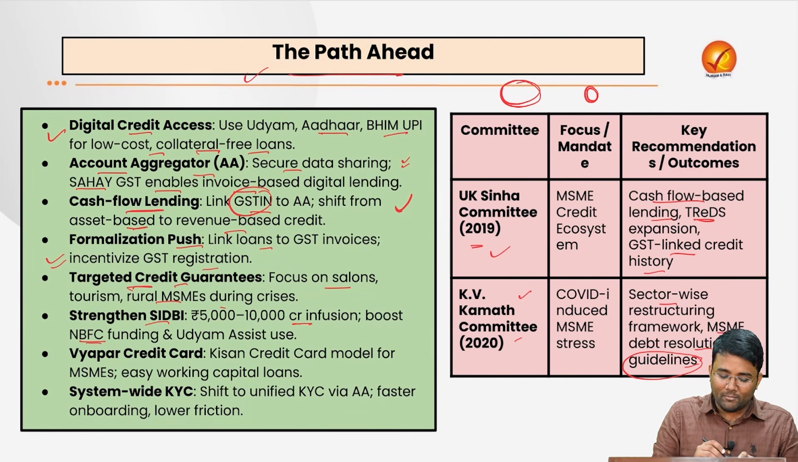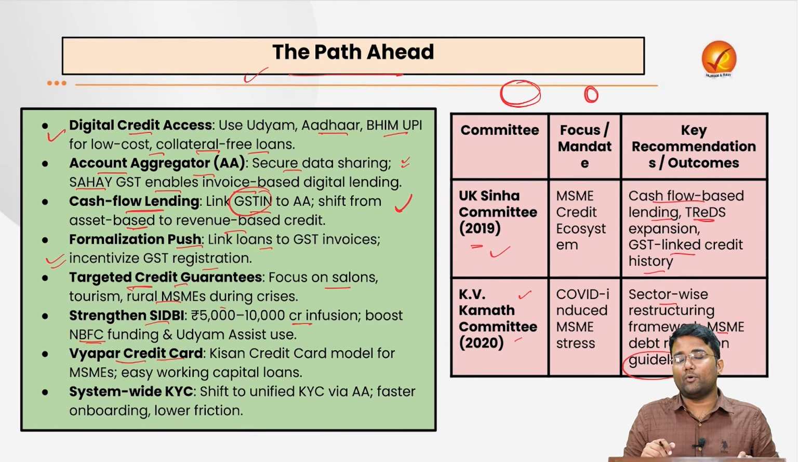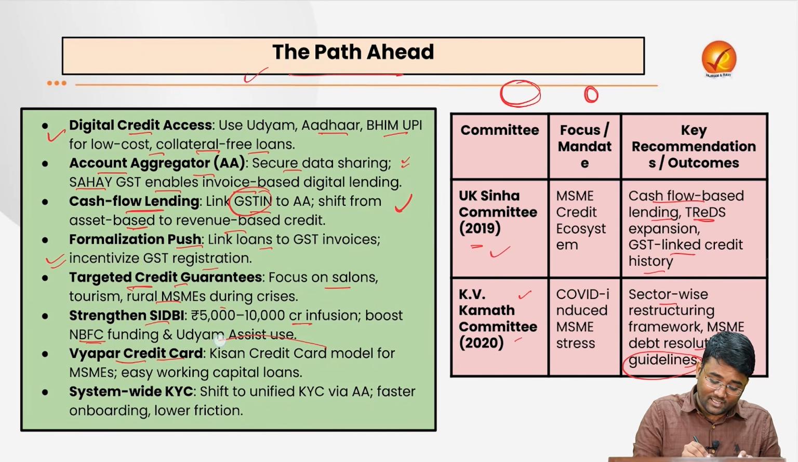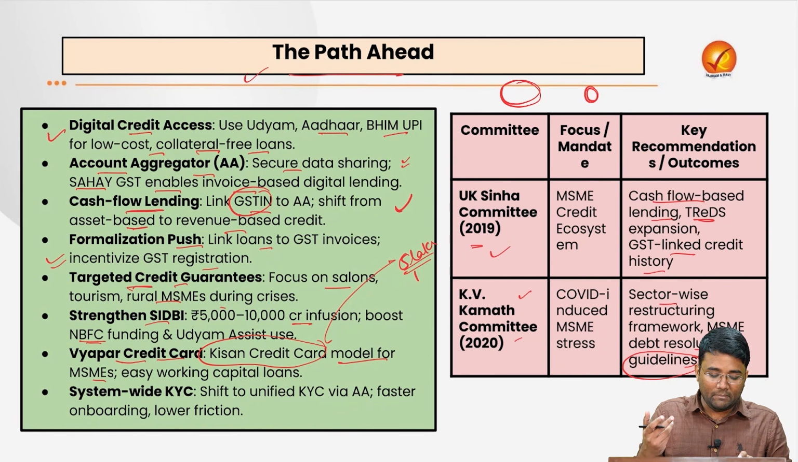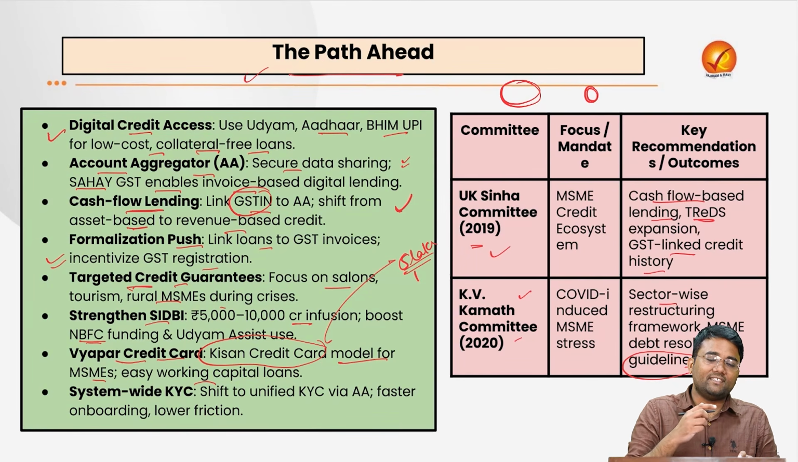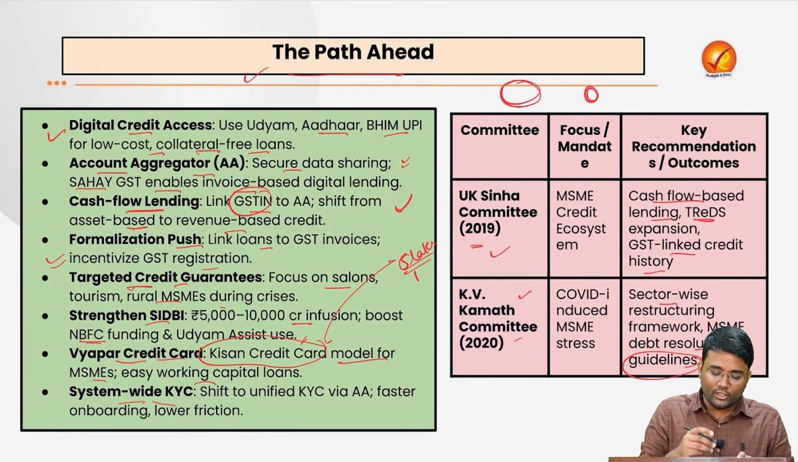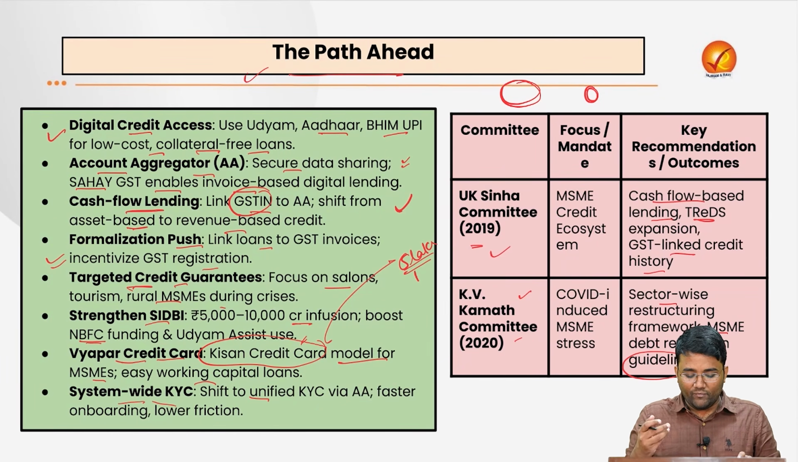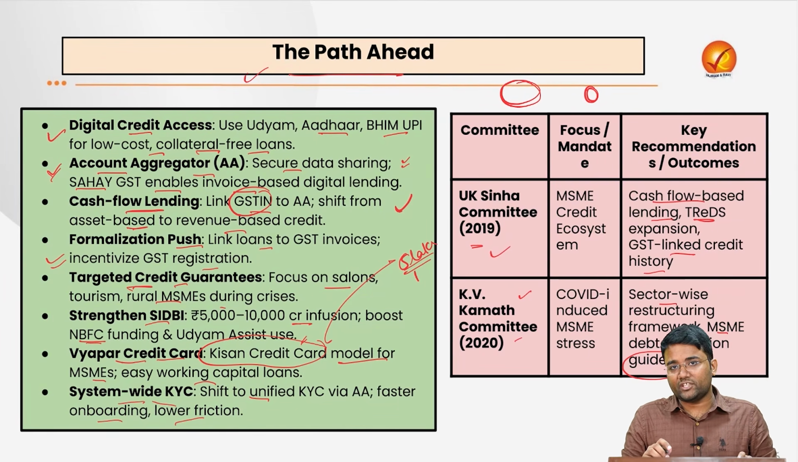Also boost non-banking financial company funding with more support to them. And then a Vyapar credit card can be provided to MSME units based on the Kisan credit card, which was also expanded to 5 lakh rupees per person in Budget 2025, and it is a model for MSMEs. It will help in addressing the working capital loan needs of the MSME unit. Similarly, the short-term capital needs of farmers are addressed by the Kisan credit card. Also, for system-wide KYC, know your customer norms, we can shift to unified KYC via these account aggregators, which will help in faster onboarding and lower friction in the process.